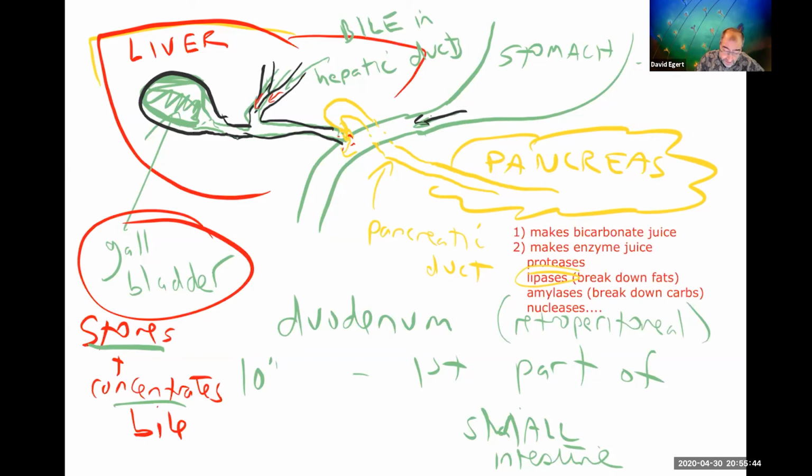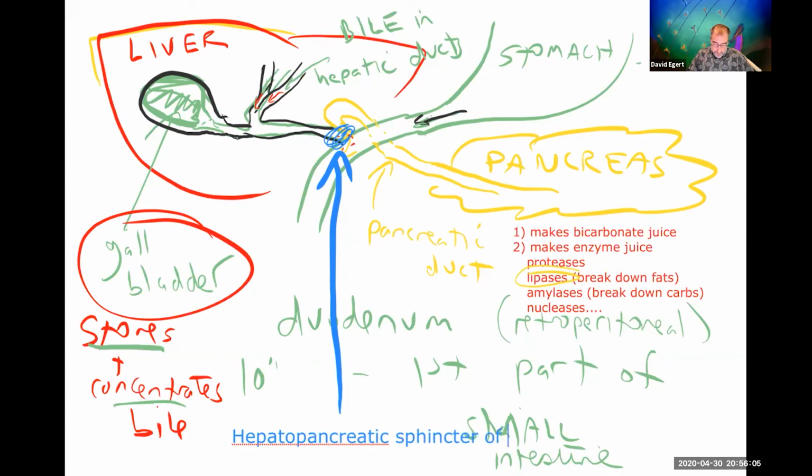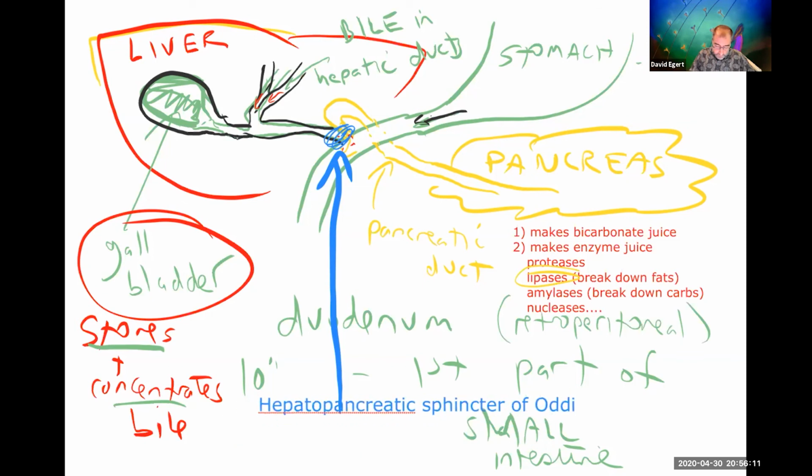Another sphincter we need to add in here. The hepatopancreatic sphincter of Oddi. So the hepatopancreatic sphincter of Oddi is controlling whether or not these juices from the pancreas and the bile from the gallbladder are let into the duodenum here.